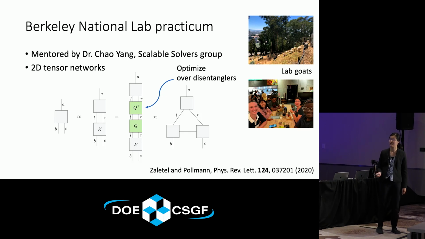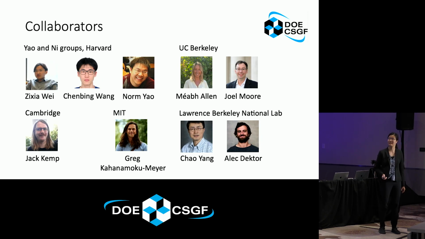And there we worked on a project involving 2D tensor networks, so going from 1D to 2D. And the basic idea here is that a lot of nonlinear optimization, very different from the 1D case, is involved when you're trying to come up with a compressed representation of two-dimensional states. In particular, we looked at optimization over something known as a disentangler, which is basically used to remove entanglement from these representations.